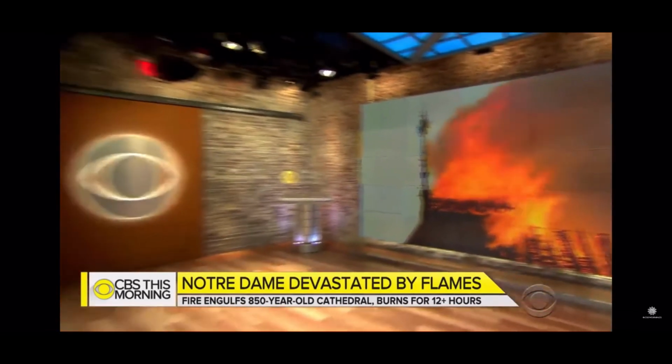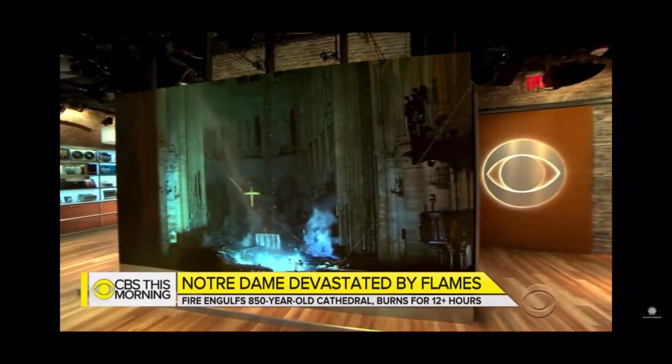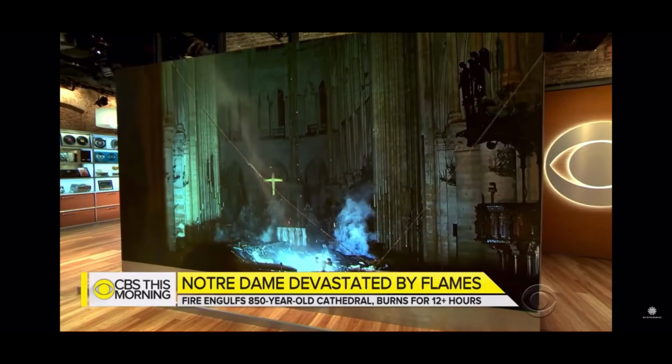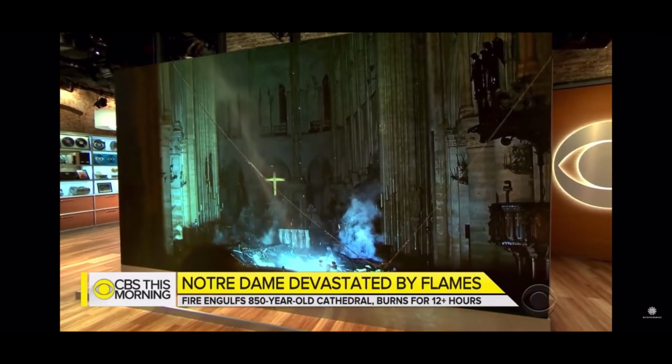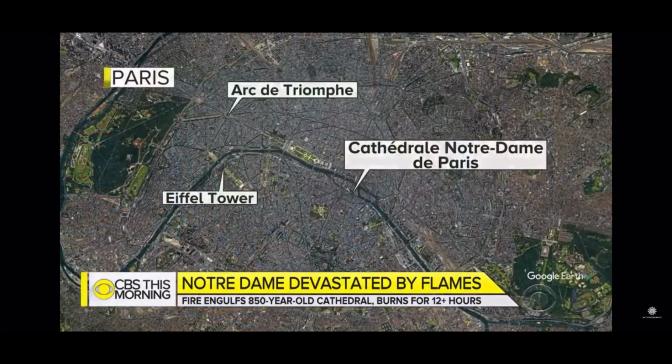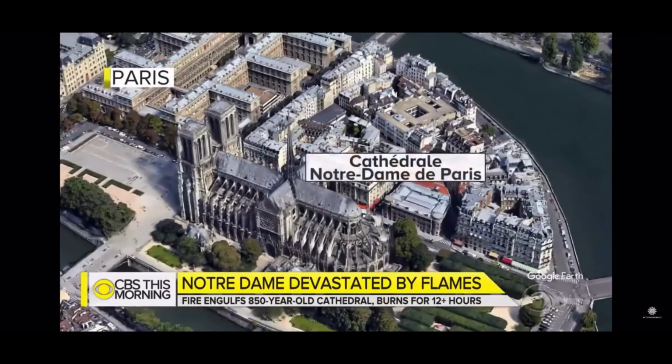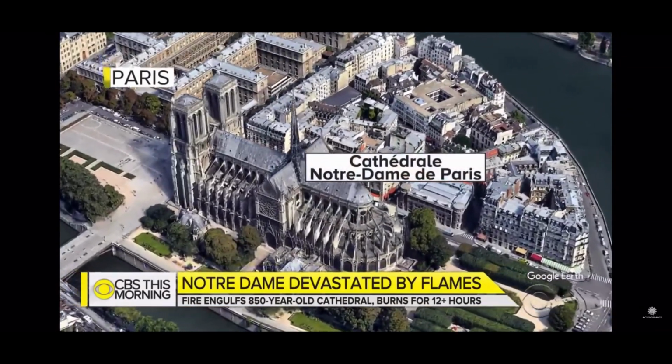The cathedral's main altar is covered in debris right now, but much of the historic interior appears to be okay, and that's great news. The fire started during a major renovation project. Seth Doan is outside Notre Dame right now in the heart of Paris, a familiar sight to millions of Americans. Seth, this is tough. Good morning.